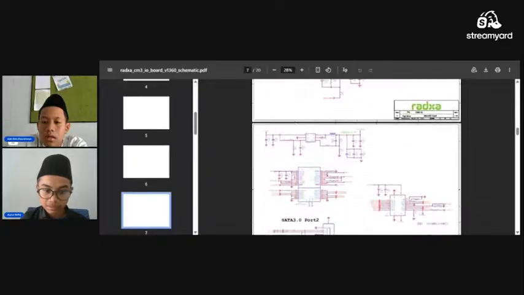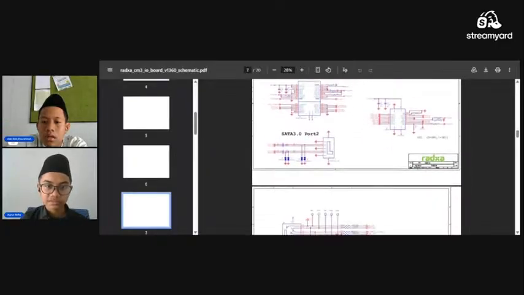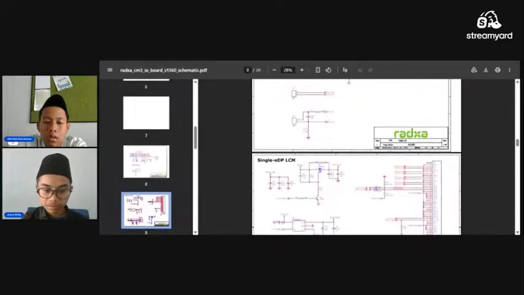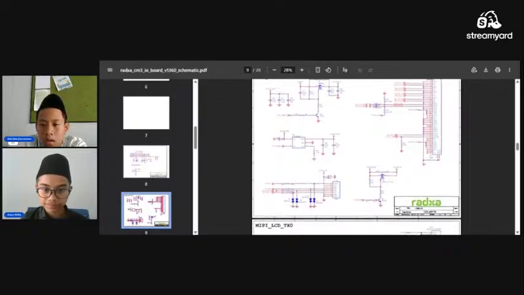Then I will show the display. In the laptop there is a display, but the display is not actually HDMI. They use a different interface. There are two interfaces for displays. One is called eDP.